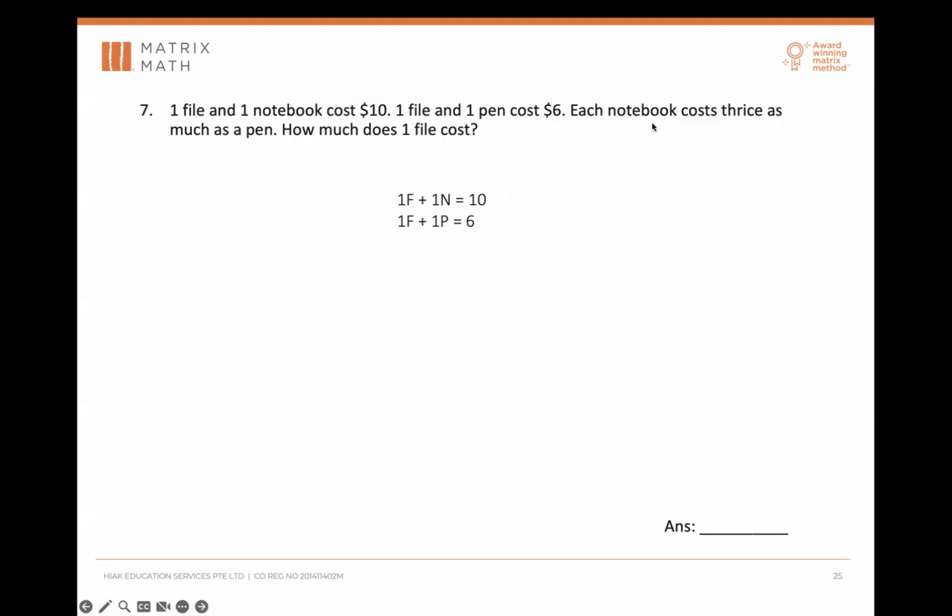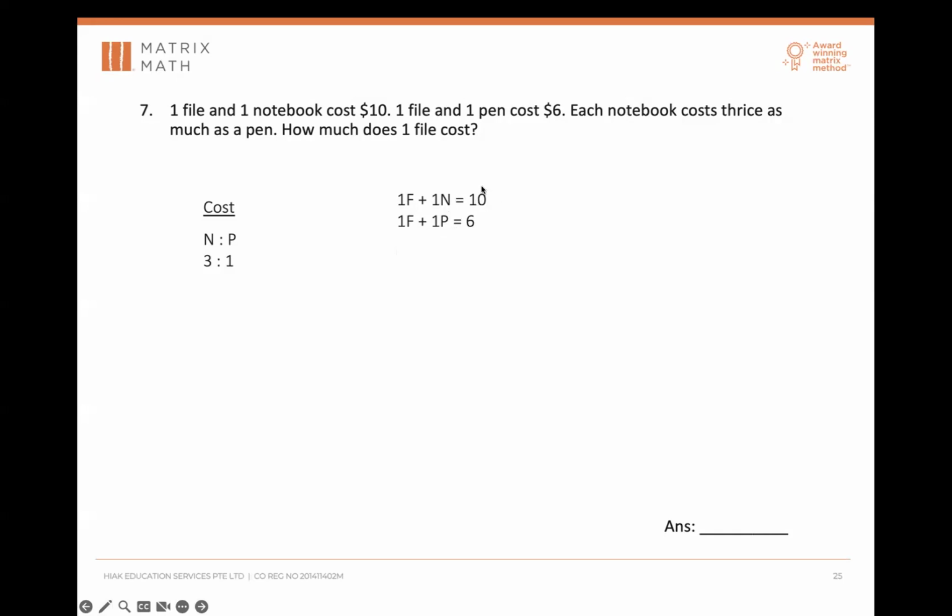Okay, this statement basically tells you the price of a notebook versus a pen. So price of a notebook is 3 units, price of a pen is 1 unit. It's just like you think of the price of a notebook as $3, but the currency is now in units. The price of a pen is 1 unit, okay? So the question is, how much does one file cost? So what you do is you change one notebook to 3 units, and one pen to 1 unit, because that is the price of the notebook and the pen, right?